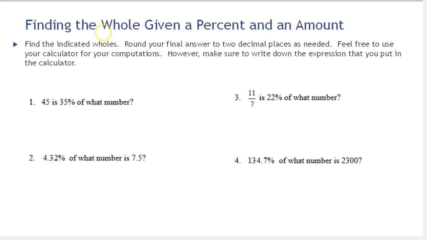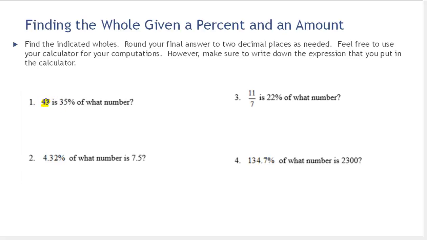In this video, we're going to find the whole given a percent and an amount. So let's look at our first example. We're going to find the whole, we're going to round, we can use a calculator, but we need to write down what we put in the calculator. So what are we given? We're told that we're given a percent and an amount, so the directions actually tell us that, but we need to know how to determine that when we're not given that information.